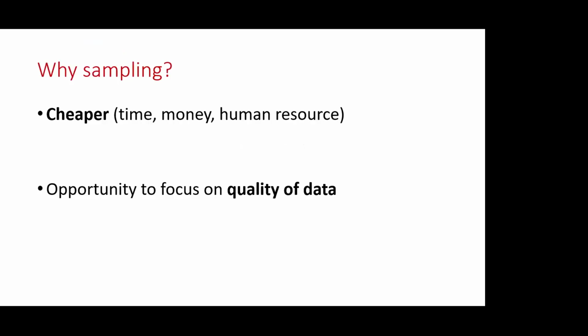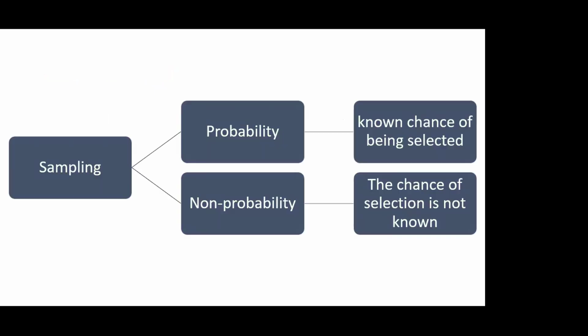So why do we do sampling? Because definitely when we collect data from a fewer sample, it is going to be cheaper. Cheaper not only in terms of money, we are going to save a lot of time, and also a lot of human resources. The other is there is an opportunity to focus on quality of data. When we collect data from few, there's an opportunity to go deeper into the quality, whereas if it is a big bunch, the quality may sometimes be jeopardized.